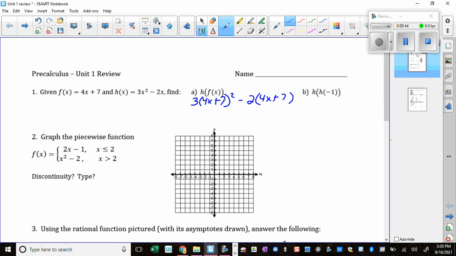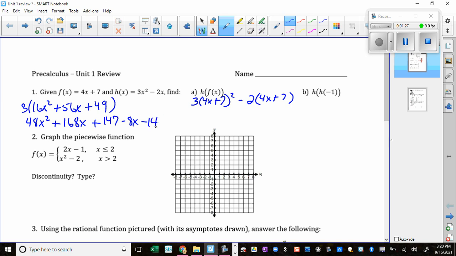If I square 4, I get 16x squared. 4 times 7 times 2, so it's 28 times 2 is 56, so plus 56x. And then on the end, plus 49. Then I have to multiply all that by 3. So I end up getting 3 times 16, 48x squared plus, let's see, 168x plus 147. Okay, so that's going to go there, and then I'll just finish it here. I have minus 2 times the rest of that, so minus 8x minus 14.